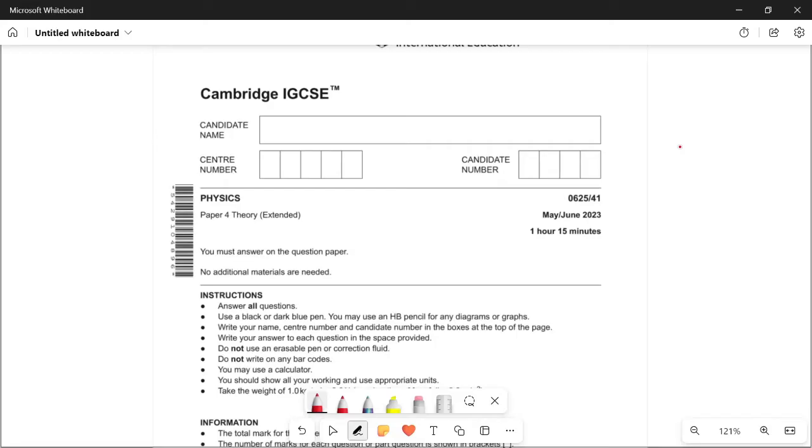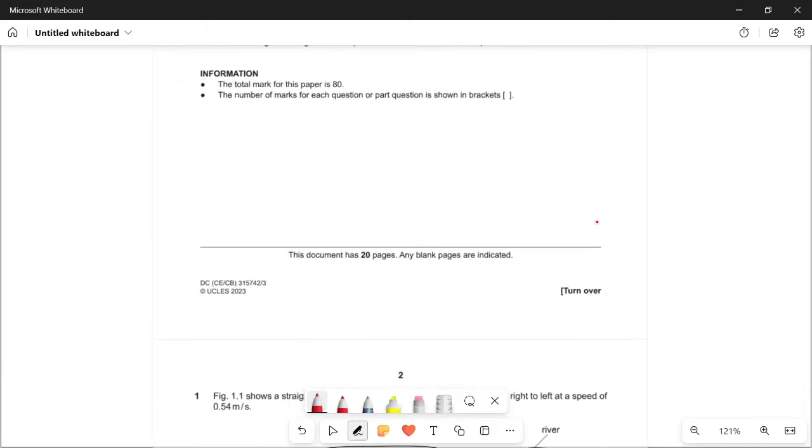So today I will be doing IGCSE Paper 4 for the new May June 2023 series. So let's start with question 1.